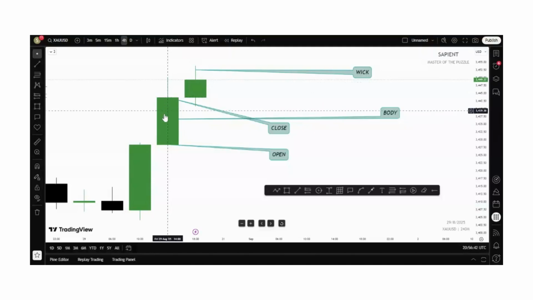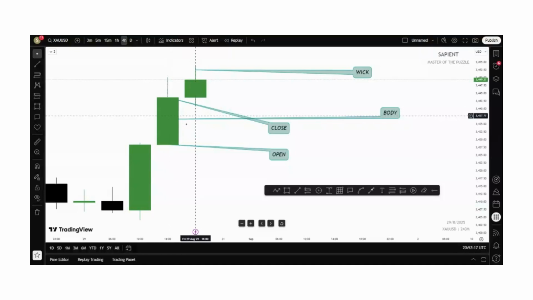Then the use of the body is to show you the movement of price, and also the presence of either buyers or sellers. I told you the wick shows you where price has been, like a footprint. The body shows you the movement of price and the presence of buyers or sellers. So open and close is just where price opened and where price closed.